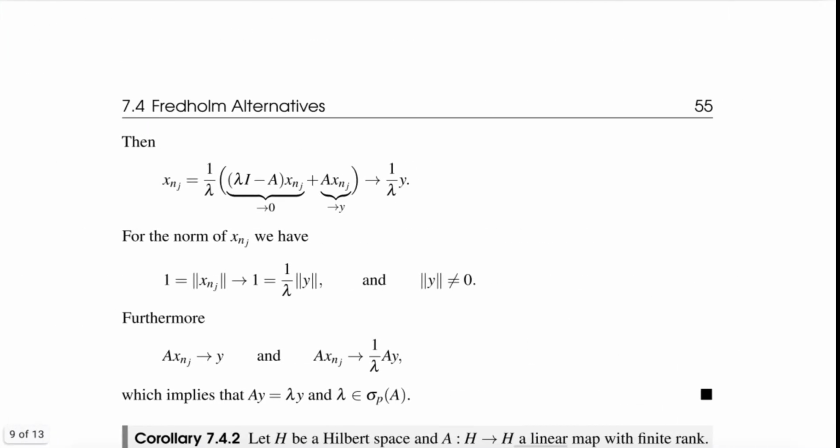Next page. So then I can write these x_nj in a funny way. I write them to be 1 over lambda times (lambda I minus A) applied to x_nj, plus A applied to x_nj. Okay? If you ignore the under braces for now, the A terms cancel, the lambda cancels, and you get x_nj back. But now looking at the under braces, the first term, (lambda I minus A) x_nj, goes to 0 as x_nj was chosen exactly this way. And then A x_nj converges to y because we have a convergent subsequence. So then all this converges to 1 over lambda times y. And looking at the norm then, this norm of x_nj converges to 1 over lambda times y.